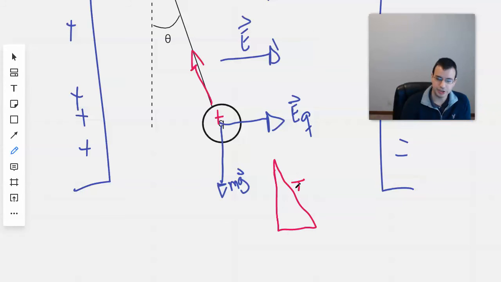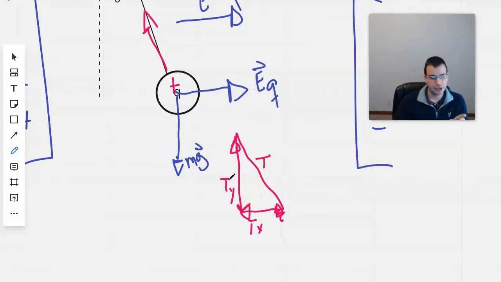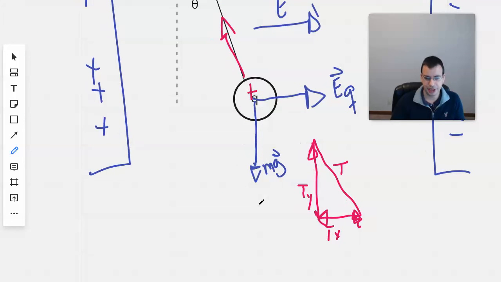So this will be tension in the y direction, this will be tension in the x direction. These are just the decomposed vectors. Actually, I guess it would be the other direction of the tension. So we know that the vertical forces all have to equal out because we're going to assume that it's not moving here and that they gave us a reasonable problem. So we know that the tension up in the y direction is going to be canceled out by the mass times gravity in the down direction.